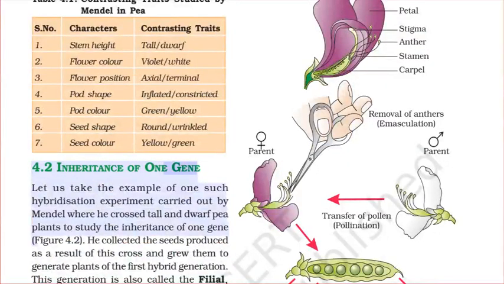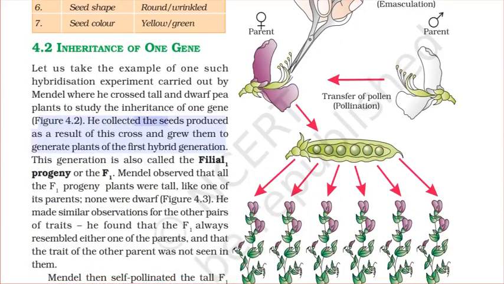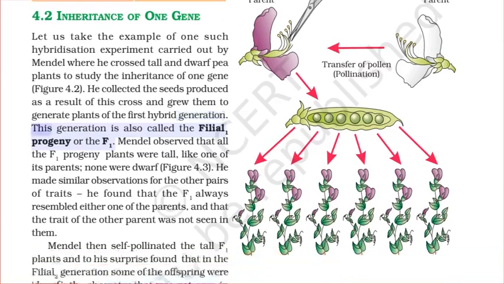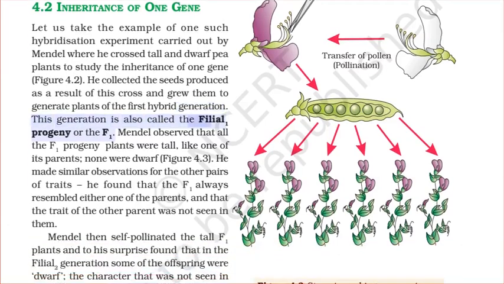Inheritance of one gene. Let us take the example of one such hybridization experiment carried out by Mendel, where he crossed tall and dwarf pea plants to study the inheritance of one gene. He collected the seeds produced as a result of this cross and grew them to generate plants of the first hybrid generation. This generation is also called the filial progeny, or the F1.